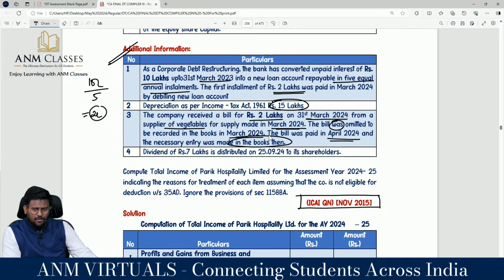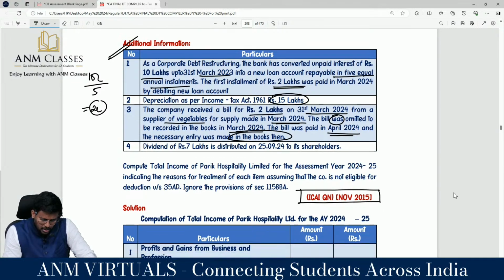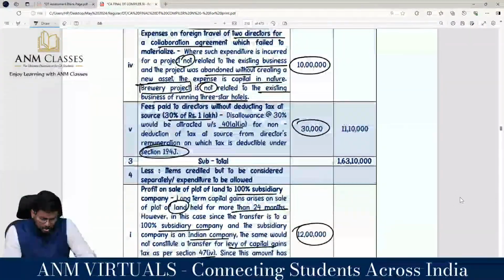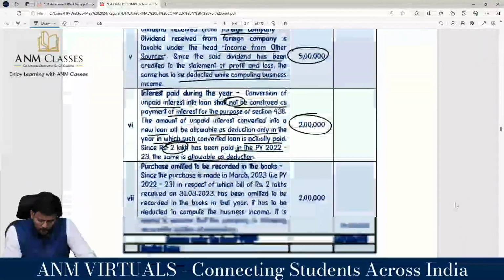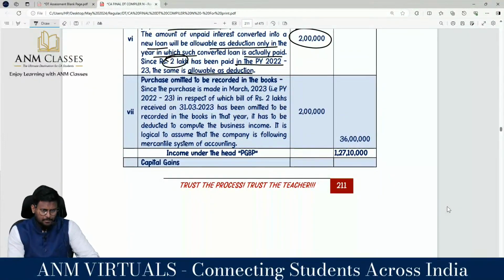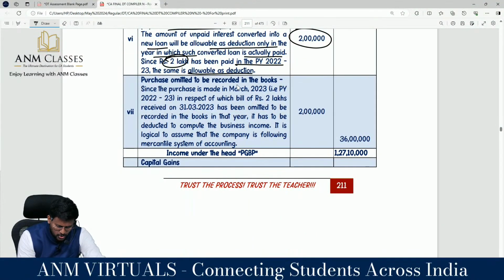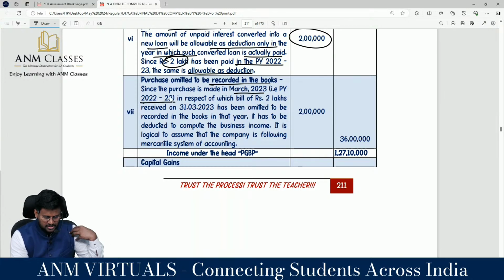Have they said that they are following the cash system? No, sir. Nowhere in the question have they said that they are following the cash system. So this 2 lakh bill has not been recorded. If this 2 lakh bill has not been recorded, will the net profit be correct? Not correct. So the purchase was omitted to be recorded in the books. Since the purchase is made in March, that is the previous year 23-24, in respect of which the bill of 2 lakh received on 31-3-2024 was omitted to be recorded in that year, it has to be deducted to compute the income.